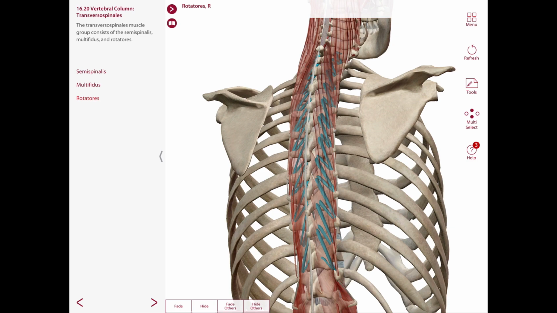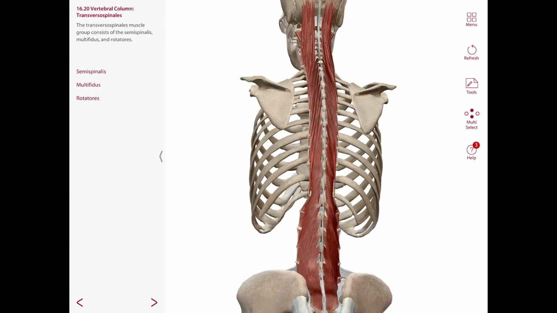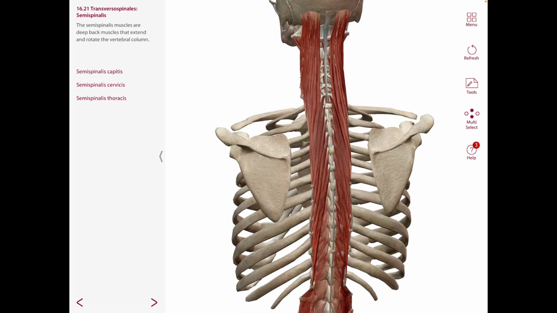Now these transversospinalis muscles have a nerve supply: specifically, the dorsal rami of the spinal nerves. The action is, for example, the extension of the spine, lateral flexion, and rotation of the spine, and they also function to stabilize the vertebral column. Let's go over the semispinalis first.